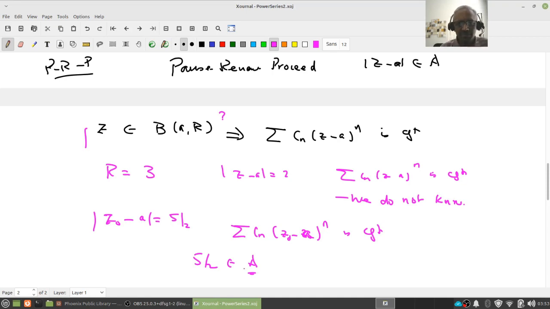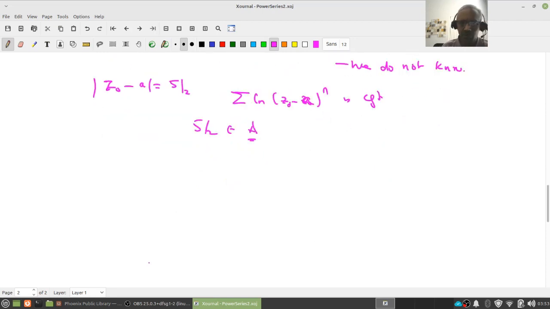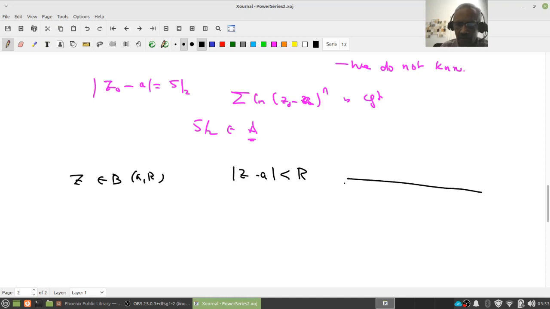So this is how you have to analyze the proofs slowly. Okay, right. So how do I have to argue carefully? How do I do that? Let us start with z in B(a, R). Then what do I know? Mod z minus a is less than R, right? So I have 0 and mod z minus a. Choose an r so that mod z minus a is less than r, less than capital R.